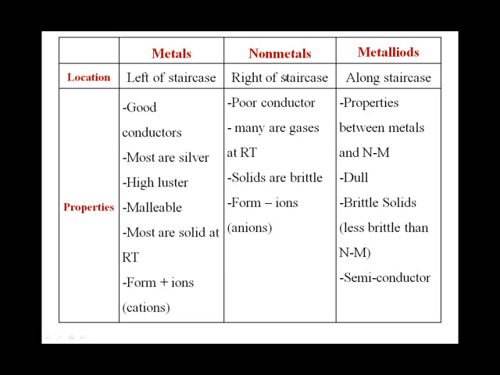Nonmetals, which are the other extreme on the right side of the staircase, are poor conductors. They do not conduct electricity or heat. Most of them are gases at room temperature. Those that are solids are brittle, and they form negative ions called anions. And then along the stair step are the metalloids, which have properties between metals and nonmetals. They tend to be dull. The solids are brittle, but not quite as brittle as the nonmetals. And some of them are semiconductors, have some nice properties, and are therefore used in electronics, specifically silicon.